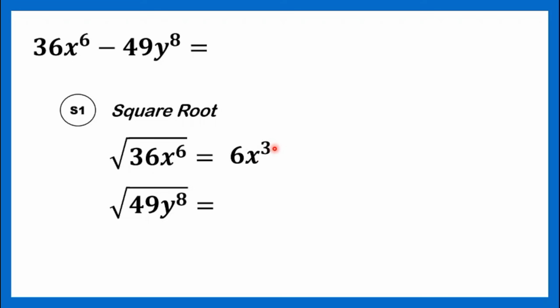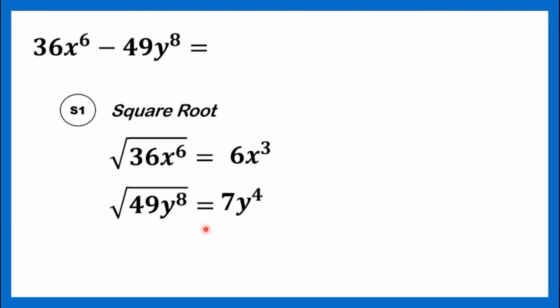Paano nakuha ang raised to 3? Dinivide ko lang sa 2 ang 6. Dito naman. Since ang 49 is 7 times 7, so ang square root ng 49 ngayon ay 7. Tapos, ang y raised to 8 magiging y raised to 4 na lang. Kasi i-divide mo lang sa 2 yung 8 dito. So, we have now 6x cubed and 7y raised to 4.